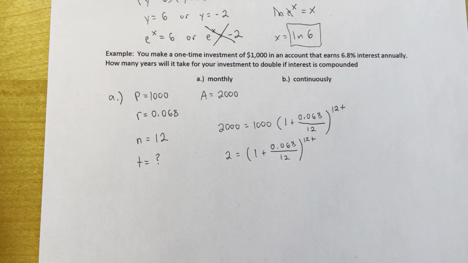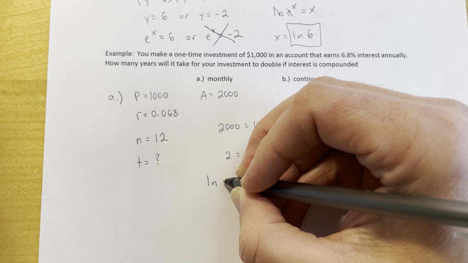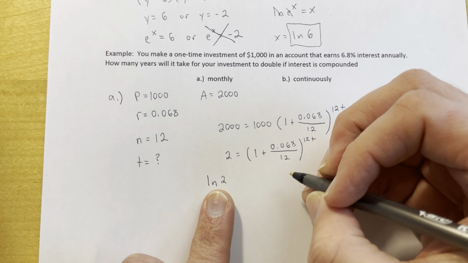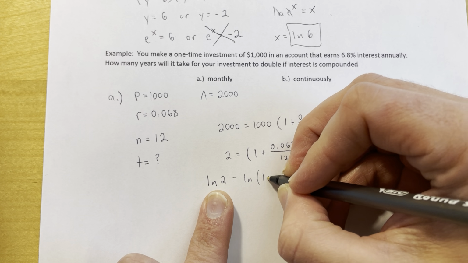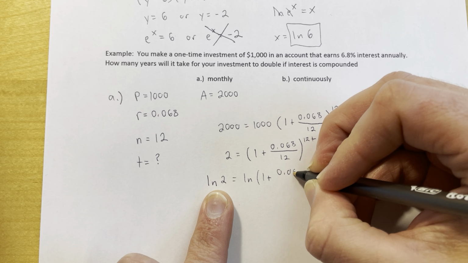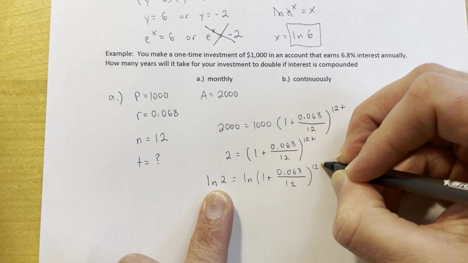So when I get to the step of having to take a logarithm, I don't have a button on my calculator for that. I do have a button on my calculator for the natural log, though. So what I'm going to do is take a natural log of both sides. Natural log of 2 is equal to the natural log of (1 plus 0.068 over 12) to the 12t.